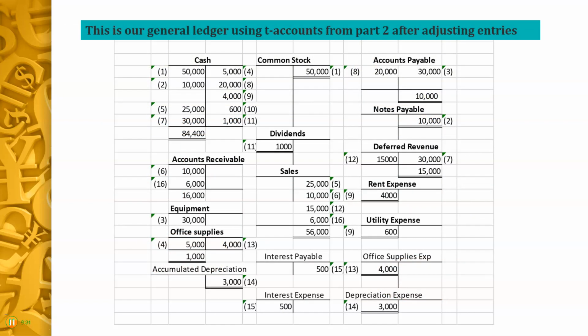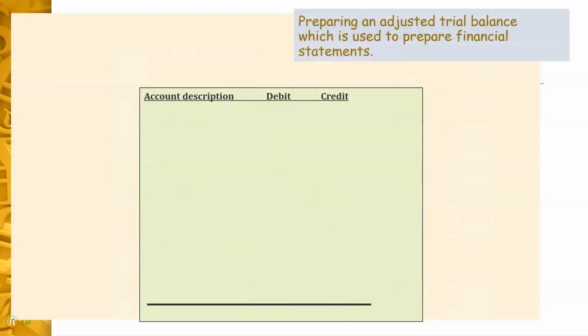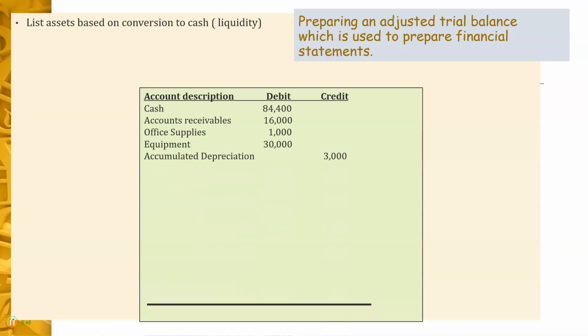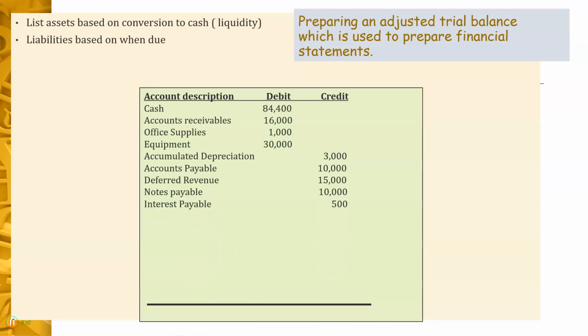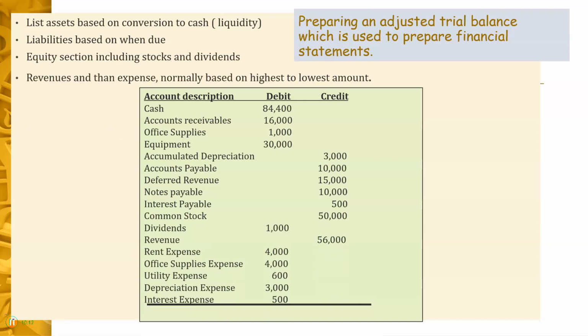Now we have our general ledger with our new totals based on our adjusting entries, and we can prepare an adjusted trial balance. We again would list our assets first. Then remember, accumulated depreciation is not a liability. It is part of long-term assets and follows equipment or building. If you have a building, you'll depreciate that also. Then you would show your liabilities, then your equity, then your revenue and expenses.